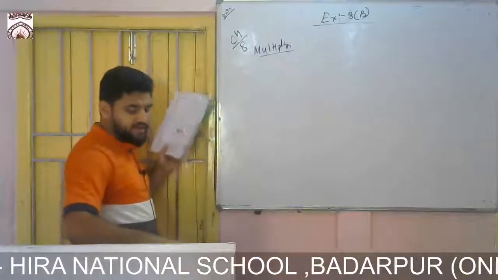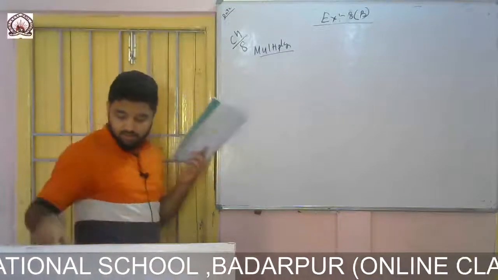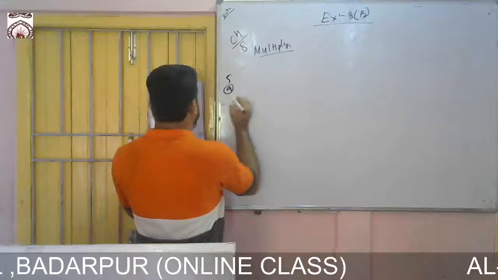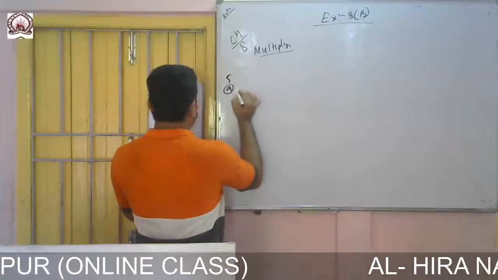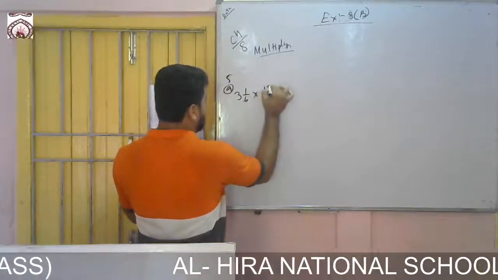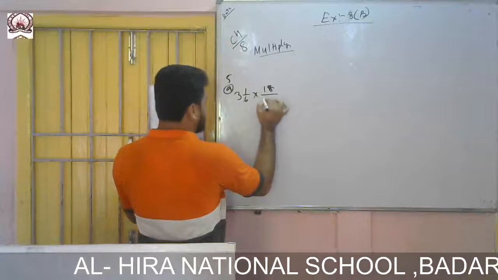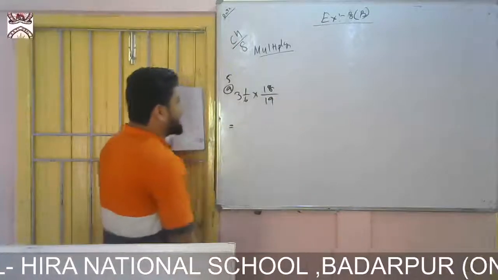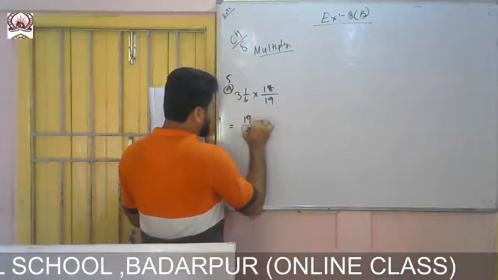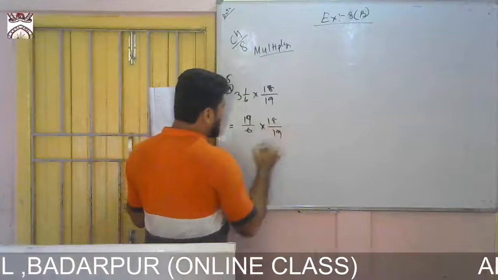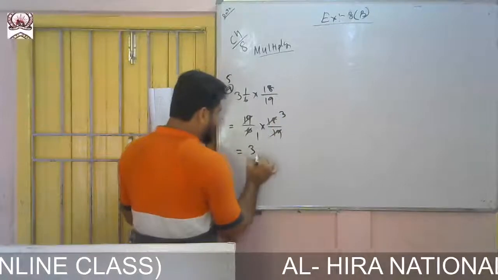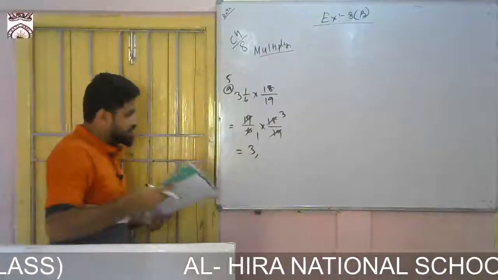So in question number 5, 5A, what is there? 3 1 by 6 into 18 by 19. Okay. So first you break: 3 6 are 18 and 1 19, 19 by 6 into 18 by 19. 19 19 get cancelled, 6 1 are 6, 6 3 are 18. So the answer is 3.